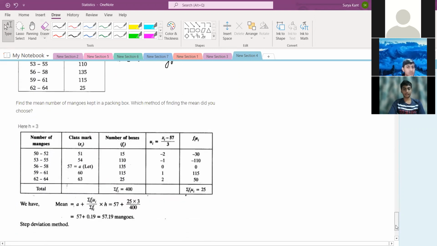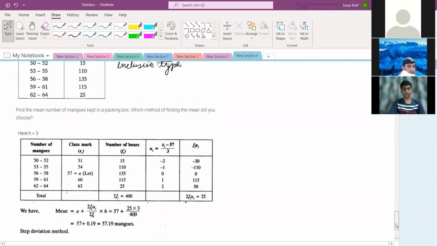If you want to convert this into exclusive form, how to convert? Suppose I want this and this both to be the same. How to convert? Everywhere it will get changed. How to convert inclusive form to exclusive form? Any one of you knows? Plus 1 and minus 1. What should you do?